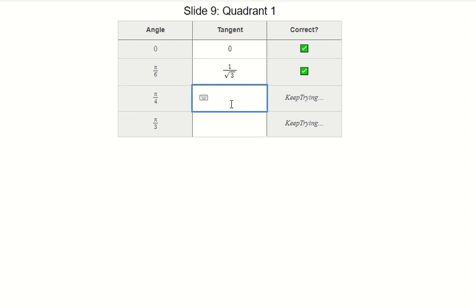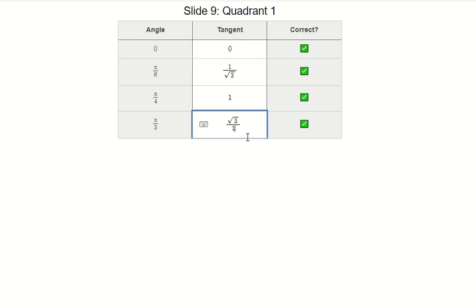Pi over 4 is the halfway point, 45 degrees. It's going to be square root of 2 over 2 over square root of 2 over 2, so you're dividing something by itself, and that gives you 1. And then pi over 3 is just going to be the inverse of this one. Instead of 1/2 over root 3 over 2, it's root 3 over 2 over 1/2, which means whatever was on the top is now on the bottom, and vice versa. So it's square root of 3 over 1, which is just square root of 3.